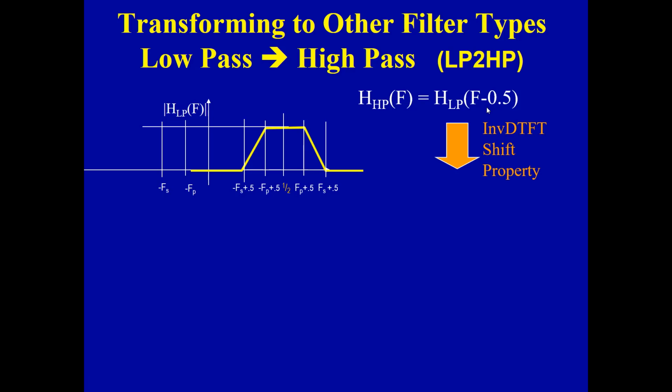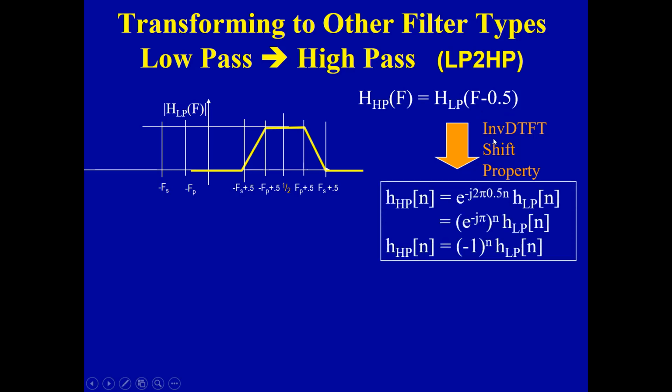If we inverse transform that relationship, we can use the Fourier transform shifting property, where shifting something over is the same as multiplying it by an exponential. In this case, e to the minus j 2 pi n times the amount of shift, 0.5. So we take the unit sample response of a low pass filter. To transform it into a high pass filter's unit sample response, we would multiply it by this exponential quantity. If we factor out that n from the exponential quantity, we find it's e to the minus j pi, which is actually a value of minus 1. So this is like minus 1 to the n multiplied by the unit sample response as a function of n of the low pass filter.